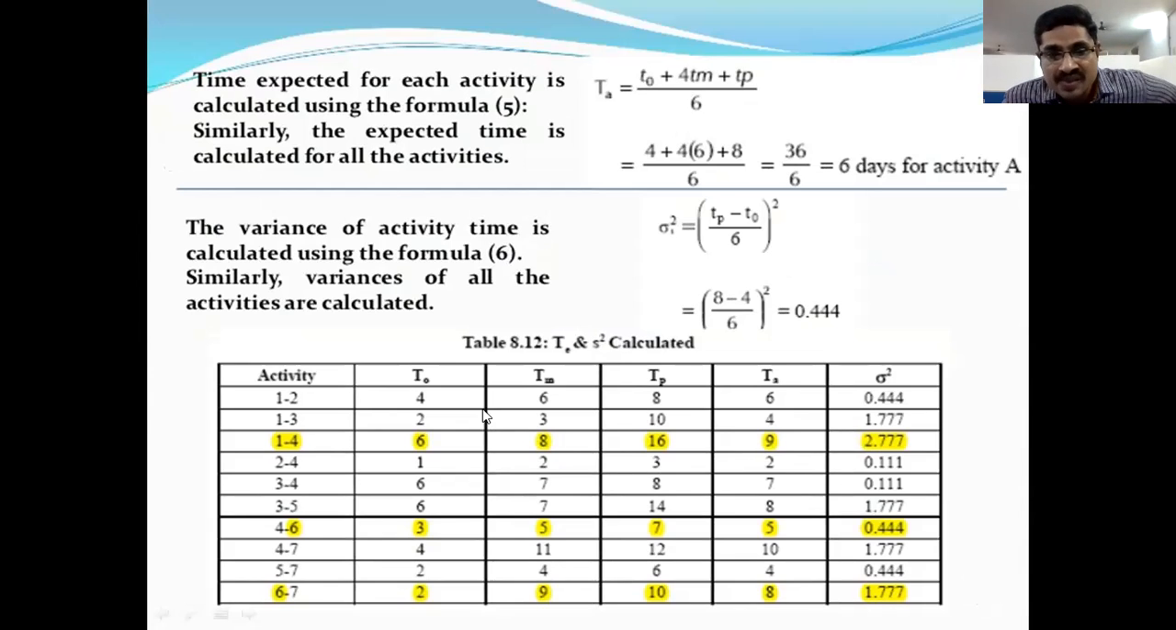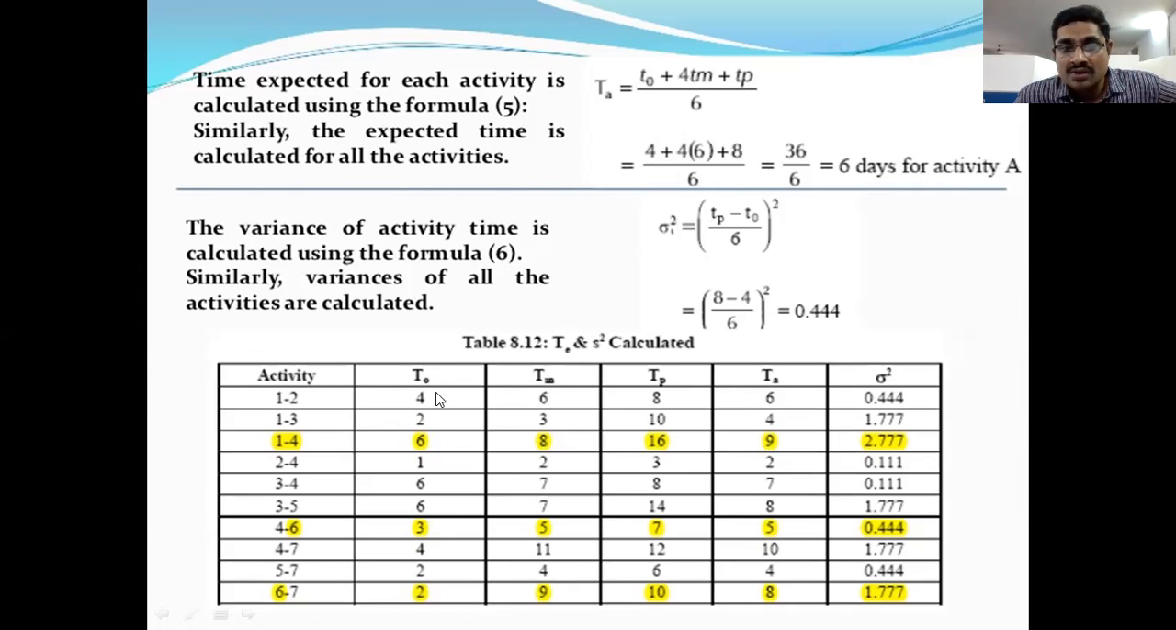Now coming to the first activity, look here. Optimistic time plus 4 into normal time plus pessimistic time, divided by 6. Here the optimistic time for this activity is 4 hours. So 4 plus 4 into normal time. The normal time for this activity is 6, so 4 into 6. Next, pessimistic time means the longest time for this activity. Here it is 8 hours, so 8.